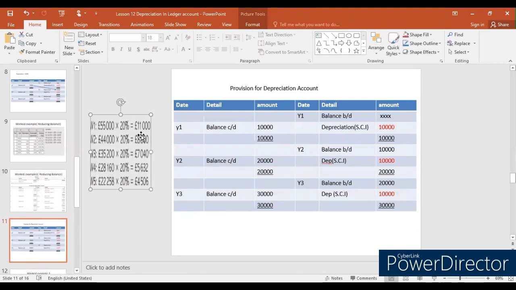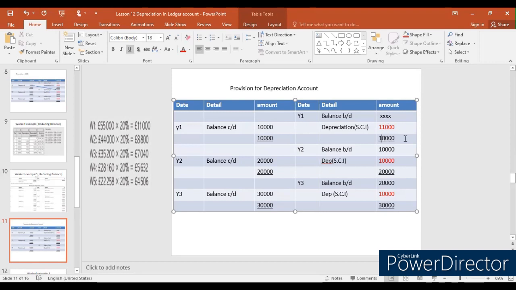Now here also, the year one opening balance will be nil. You can put this one or 0. And then depreciation here will be 11,000. What will happen? Our double entry will be income statement debit, provision account credit. So instead of 10,000, we need to put here 11,000. That's the only difference.